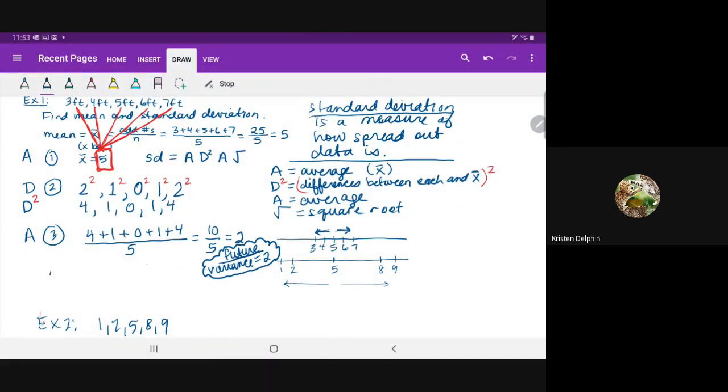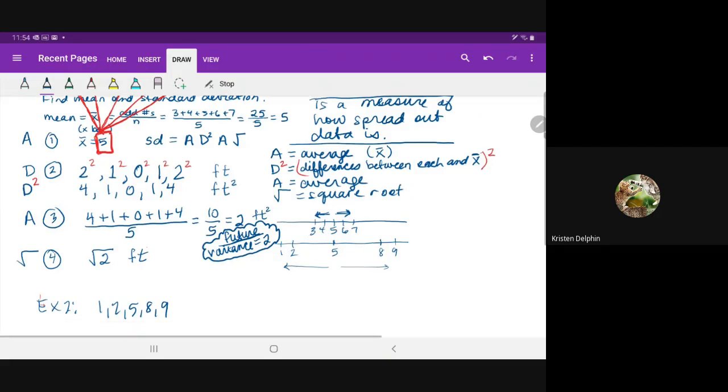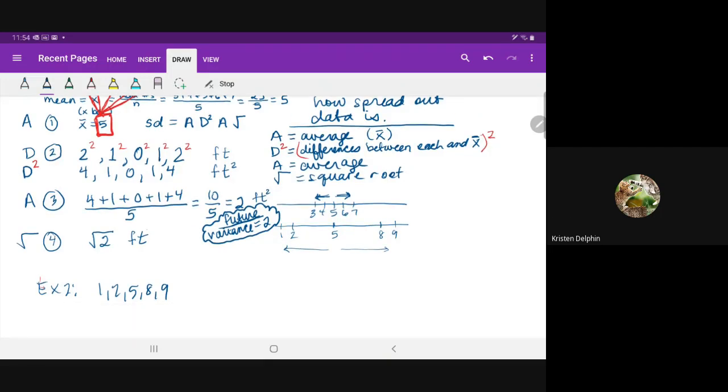Okay, but step 4 is I have to get back to unsquare things. And the reason for that is when I found the differences, it was still feet. But when I squared it, it's feet squared. And so right now I'm in feet squared. And so I have to undo the squared. So what you do is you just square root the previous line. So square root of 2. And then you're back to regular feet. I'm not going to have you do it with the units, but it just kind of helps understand why they need to be that way. So the square root of 2 on the calculator is about 1.4.